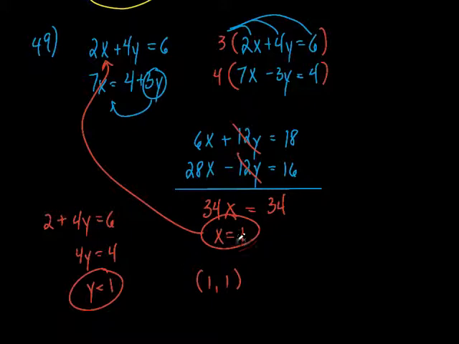Okay, now I would accept it if you just circle x equals, y equals. But if you have an x and a y, they want you to write it as an ordered pair. Okay? And that's how you do it.